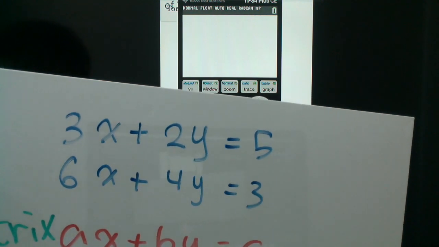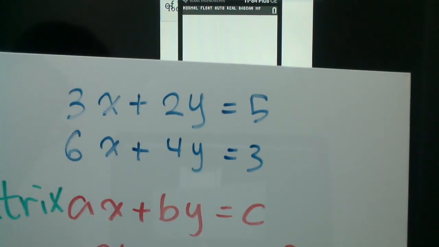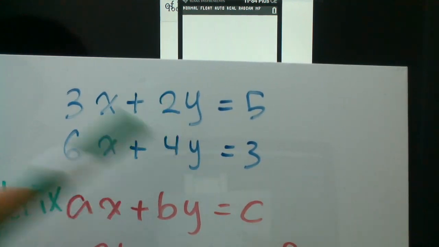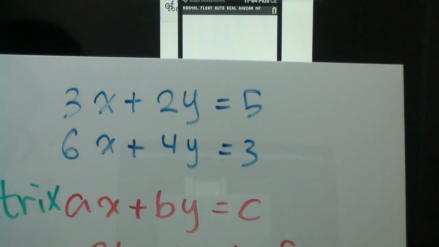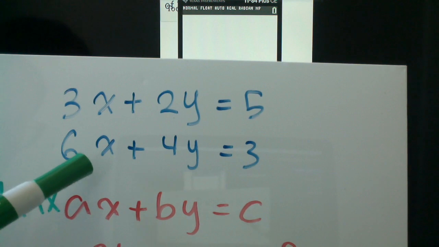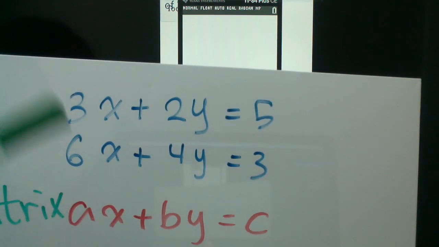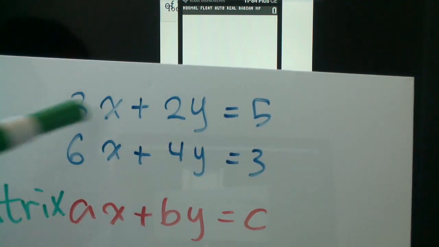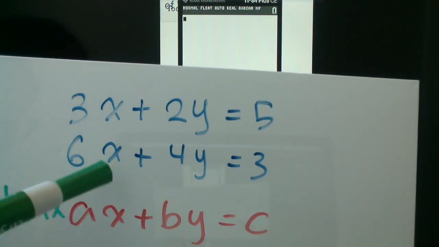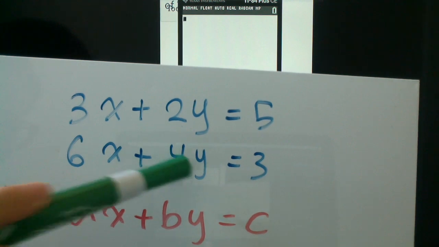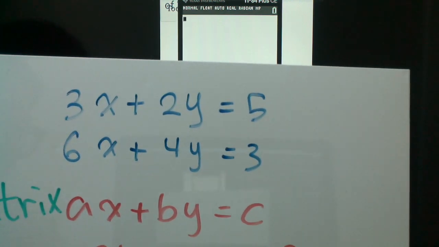Solve the system of equations means we need to find x and y, which have the same value in both equations. It means when I find x and y, I can put them here and it has to work. Also, the same x and y, I'm putting it here, and it works.